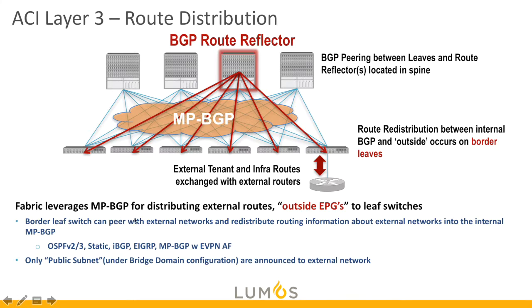So the border leaf switch can peer with external networks and then redistribute internally. Only public subnets are announced to the external network. So only networks that we have configured. The little checkbox when you configure a subnet, you have that option for either a private, non-routed network that's not announced outside of the ACI fabric, versus a subnet that's announced outside via a routing protocol.